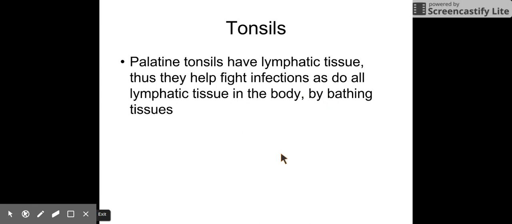The tonsils. Many of you may have had these removed, although that is falling less in favor of just treating the infections as they come up. But the tonsils are part of the lymphatic system. They are helping to fight infections of anything that we could consume or breathe in.